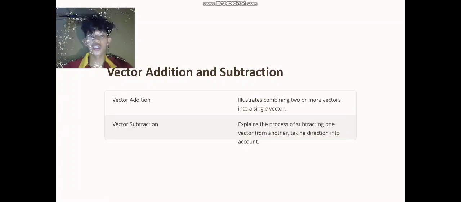Vector addition and subtraction. Vector addition illustrates combining two or more vectors into a single vector. Vector subtraction explains the process of subtracting one vector from another, taking direction into account.